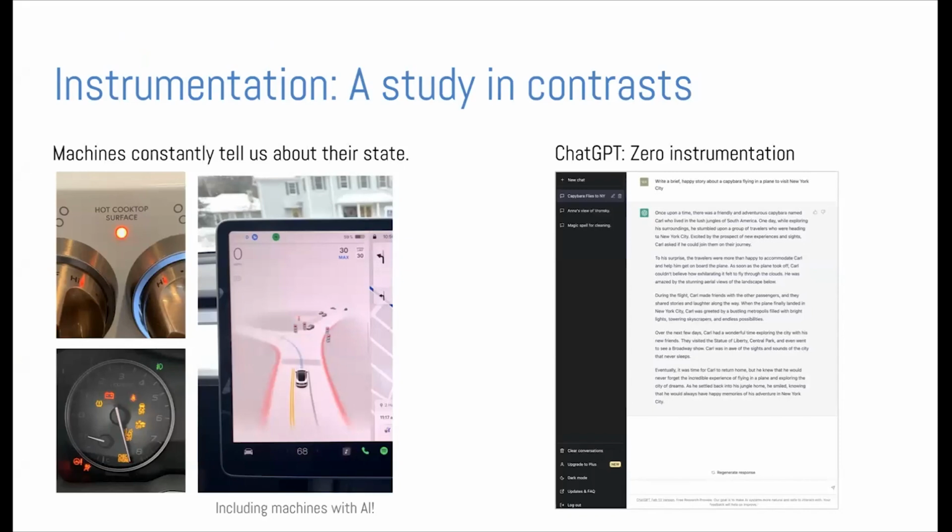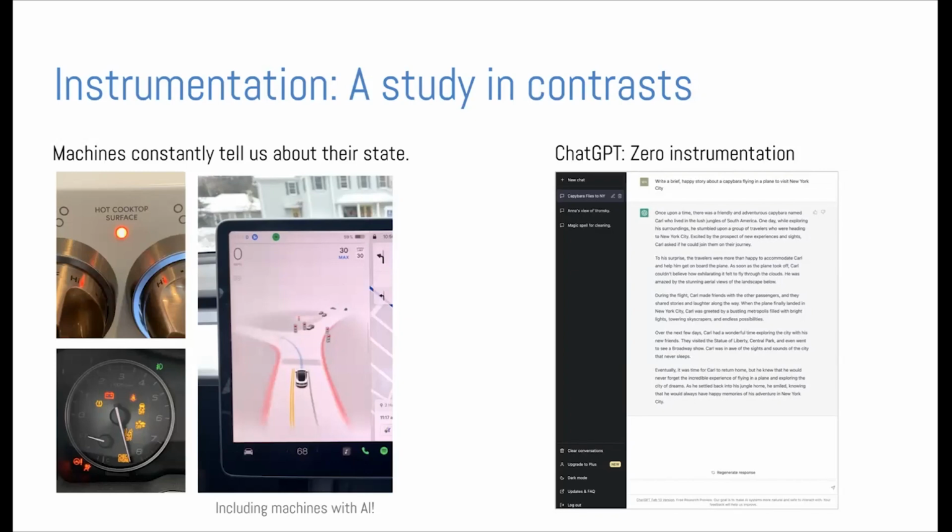Stoves will tell you when the cooktop is hot. Cars have all sorts of blinking lights to warn you about various trouble. Even fancy AI cars: this is a Tesla, and it has a built-in internal model. It's not a learned one, as we saw from these neural networks, but the engineers built in an internal model, and it's showing it in this little touchpad. Meanwhile, if you look at ChatGPT, there's no instrumentation at all, and that is a very complex machine.